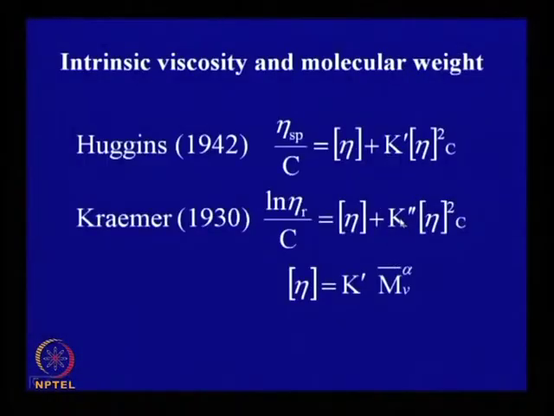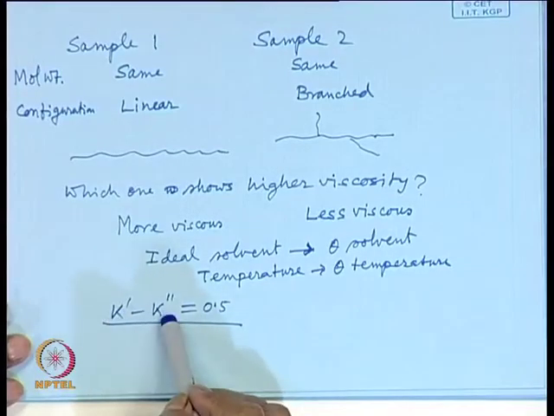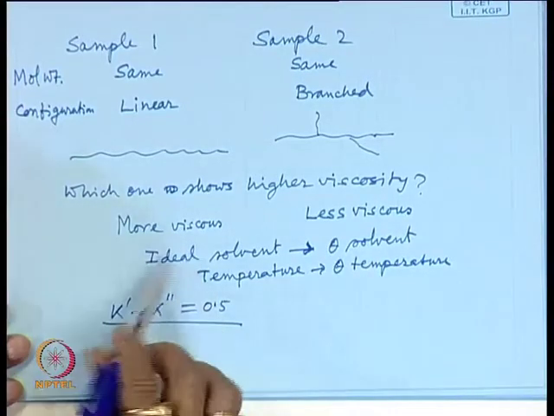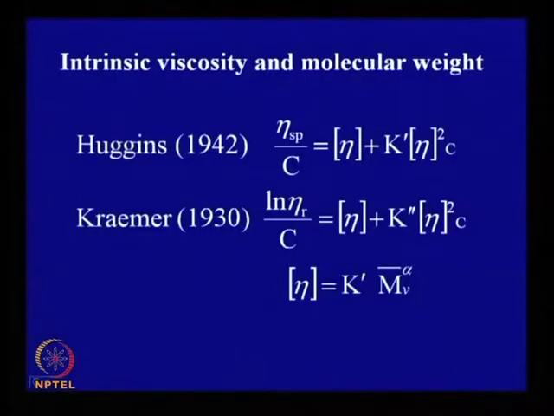By simple algebra, you can get it, because you are told that the difference between these two is 0.5. So, you can substitute one of these two constants. Then, because the concentration C value is known, ln eta relative value is known, eta sp value is known, you can calculate this eta intrinsic. Once you get it, then from the Mark-Houwink relation, you can calculate this viscosity average molecular weight. So, this is the way to calculate the viscosity average molecular weight.